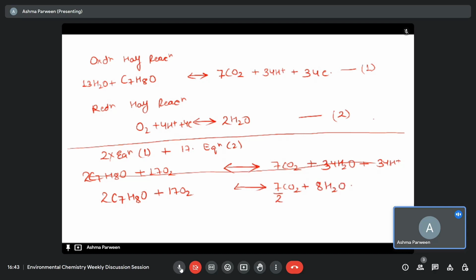So this is the overall balanced reaction. We are multiplying equation 1 by 2 and equation 2 by 17 to balance the charge on these two reactions and cancel the electrons. After multiplying and adding these two, this is the final step. The H plus ions get cancelled out and we have finally balanced the H2O. So from this reaction we can see that 2 moles of cresol require 17 moles of oxygen to get oxidized to CO2 and H2O.